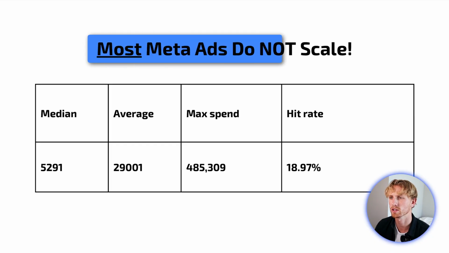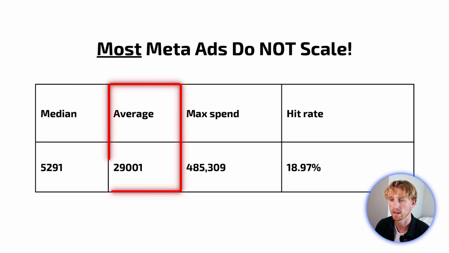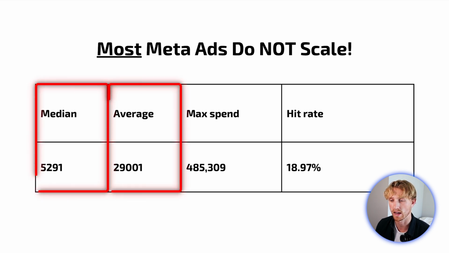So what does this mean for you? This means most Meta ads just don't scale. They just don't. In this case, we have the median, which is 5,291, and you can compare that to the mean, or the average, which is 29,000. And there's a big difference there. What that indicates is that some ads work a lot better than other ones. We have some major outliers in this data set, and that's why there's such a big difference between the median and the average, or the mean.